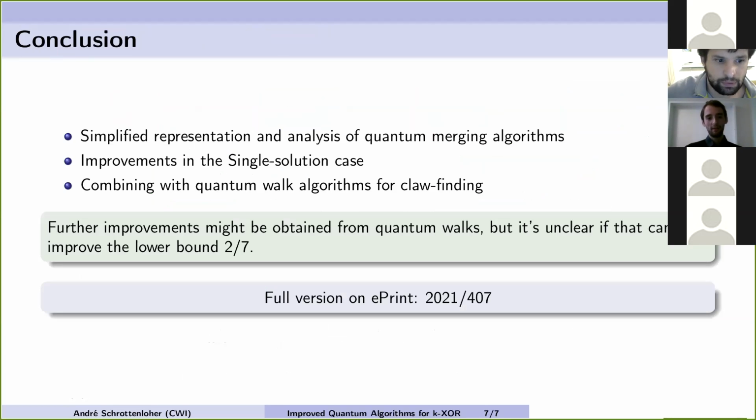So in this work, you find a simplified representation and hopefully a simplified analysis of these algorithms and some improvements in the single solution case. And as I showed in the Foltz example, there is also the possibility to combine with dedicated collision finding algorithms, so basically quantum walk algorithms. I don't know if the combinations can be done further. It's a bit unclear, and it's also a bit unclear if that can help to improve the lower bound 2/7 on the exponent, but it's an interesting open question. So you find the full version of this paper on ePrint, and I thank you for your attention.